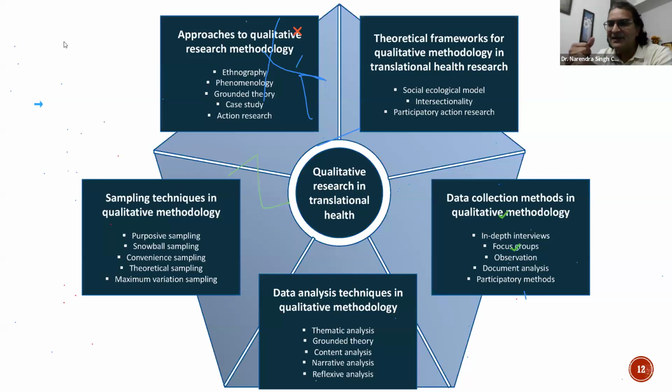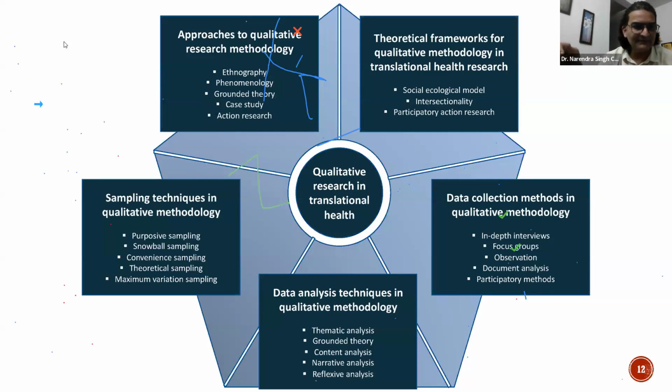Then snowball sampling. For example, I want to conduct research on drug addicts. Are you going to get access to drug addicts easily? The answer is very simple: no. But you might know some people who know such people. So you get a reference, and from there it keeps on moving. With the help of references only, I am able to reach the participants.